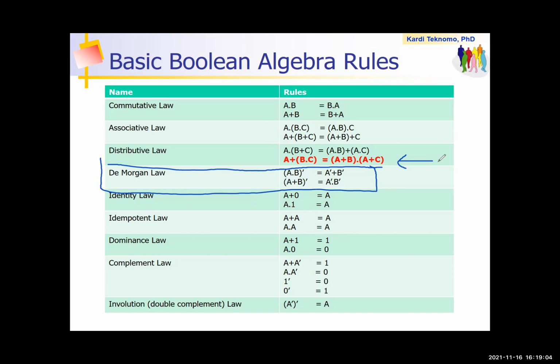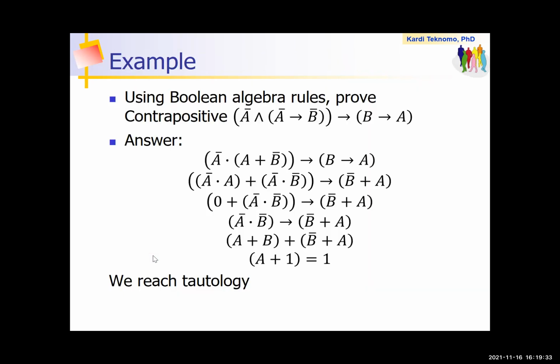Why do we talk about this, right? Because using this, now you can prove without truth table. How to do that? Using algebra only. Now you can prove it. To prove is to use this algebra to find tautology, the same as before. So this is an example.